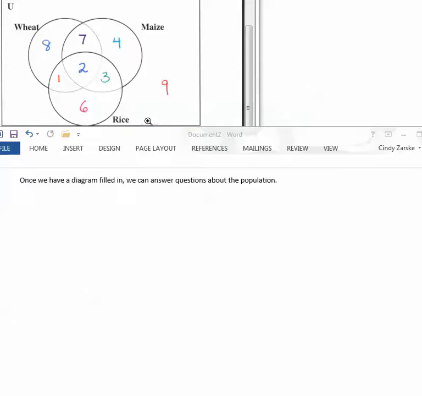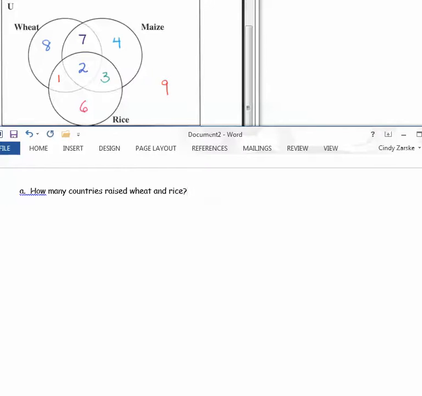Once we have a diagram filled in, we can answer questions about the population. How many countries raised wheat and rice? And is a keyword for intersection. The intersection is this football shape between the circles. 2 plus 1 equals 3.